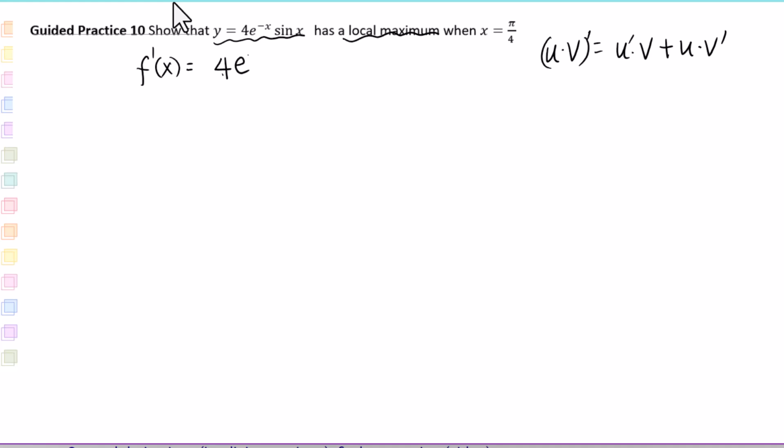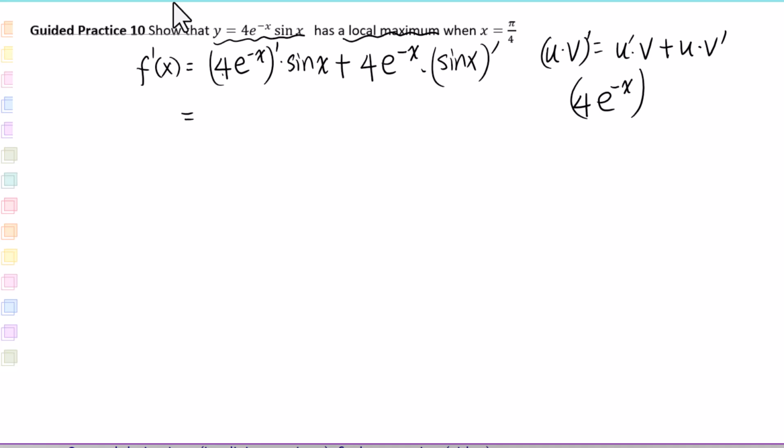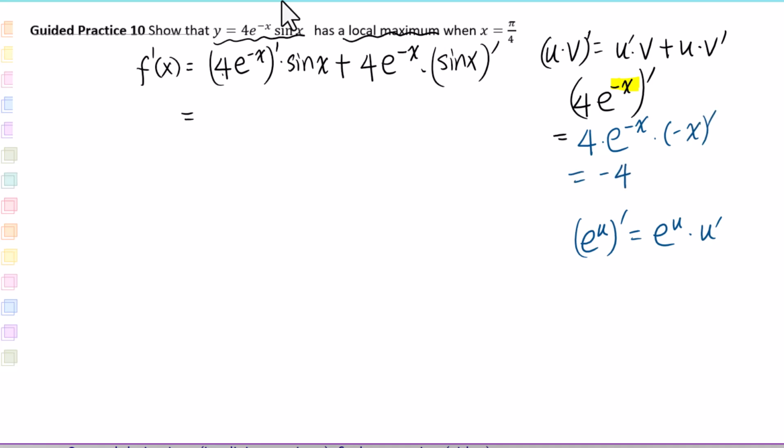4 times e to the power of negative x prime times sine x plus 4 times e to the negative x power times sine x prime. We do know 4 times e to the power of negative x prime, we have to use the chain rule because of this negative x. e to the u power prime equals e to the u power times u prime. So we get 4 times e to the power of negative x times negative x prime equals negative 4 times e to the negative x power.